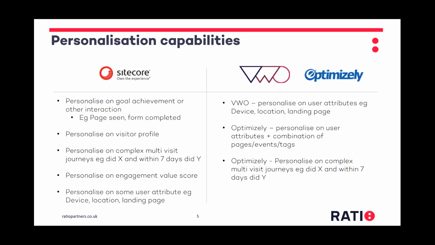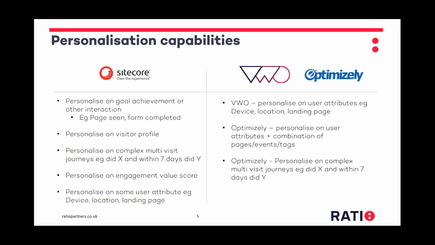So there are a number of things that you can do at a simple level, like show the user a particular banner if they saw a page or completed a form, or personalize on a more complex journey, like the visitor watched a video on their first visit and then downloaded a case study on their second visit, and we want to target them with a particular experience because we think that we can improve the user experience by doing so. We can personalize on engagement value score, something you're probably familiar with, but we'll touch on shortly. And we can also personalize on visitor profiles.